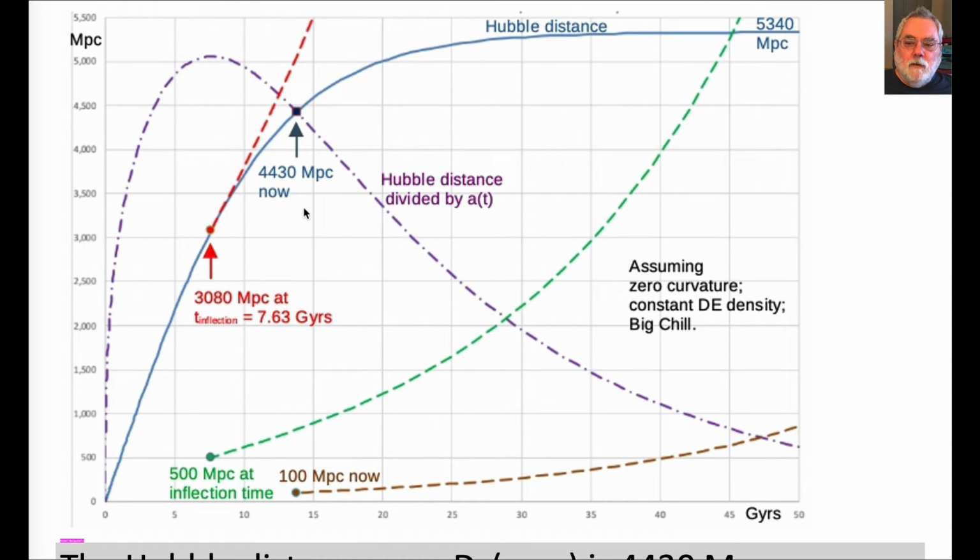Take a galaxy located at the Hubble distance at a time after the inflection time. Its recession speed from us is the speed of light at that time, but will soon thereafter be greater than the speed of light because expansion is accelerating.